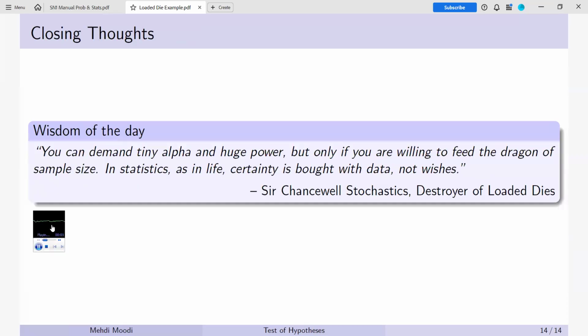This quote is a reminder that there is always a trade-off. If you want a tiny chance of false alarm and a huge chance of catching real effects, you have to pay with large samples, which means time, money, or effort. Statistics is basically negotiating a good deal between risk and resources.